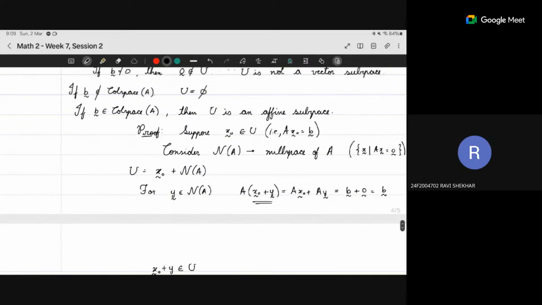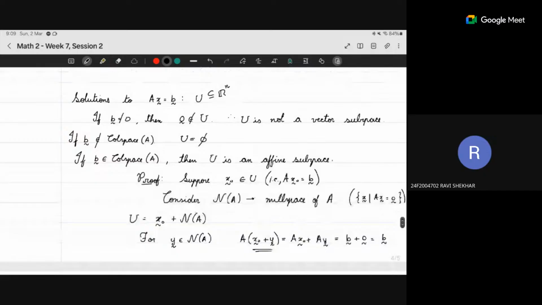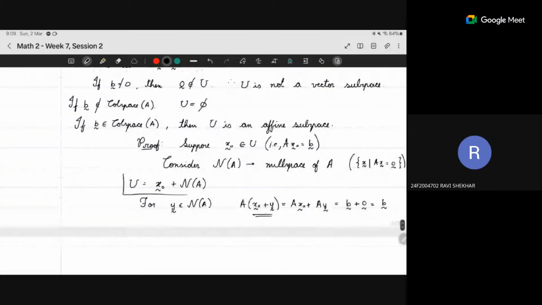So if I take any particular solution of A x tilde equal to b and add any element of the null space of A to that, that also is a solution to the given system of equations. So the important part to note is this, that the set of all solutions can be written as a particular solution plus some element of the null space, which is like taking a particular vector and adding a subspace. Null space is a subspace.